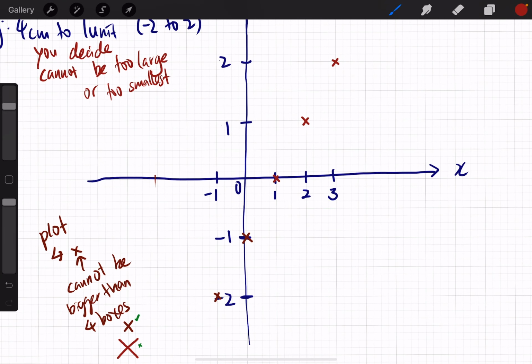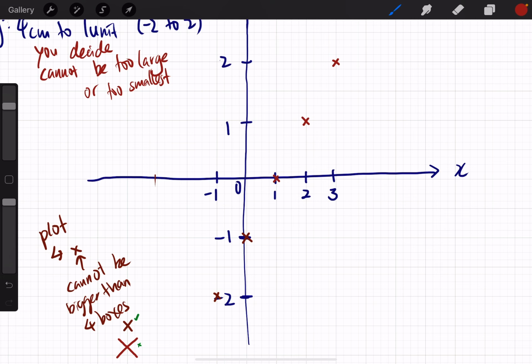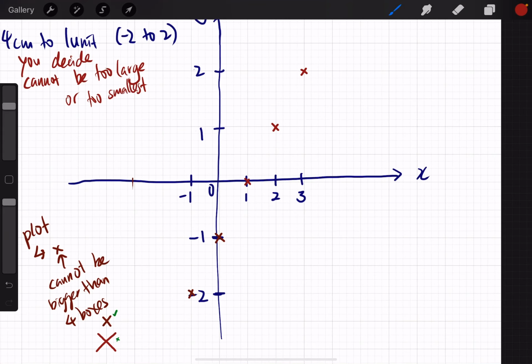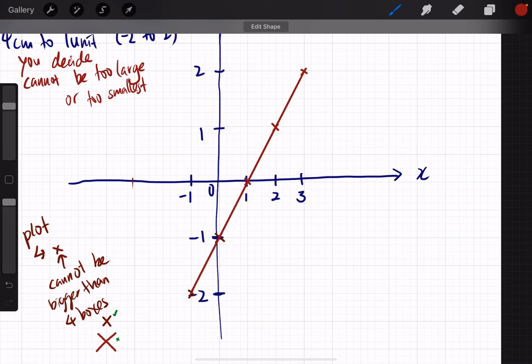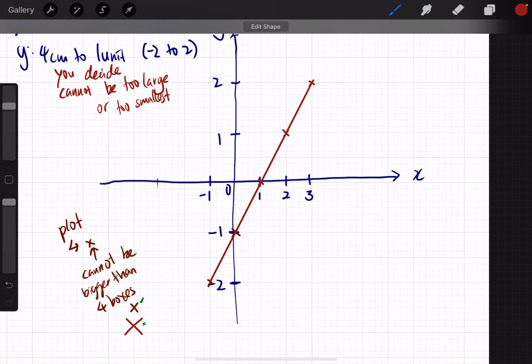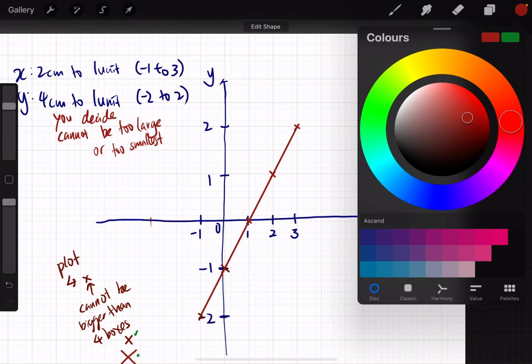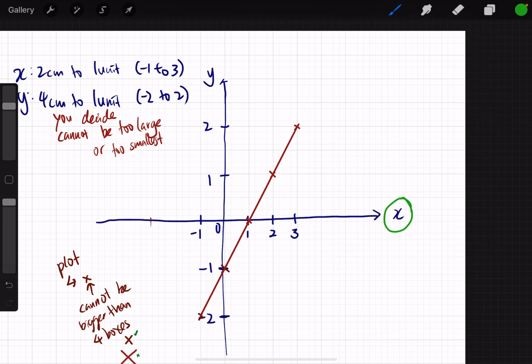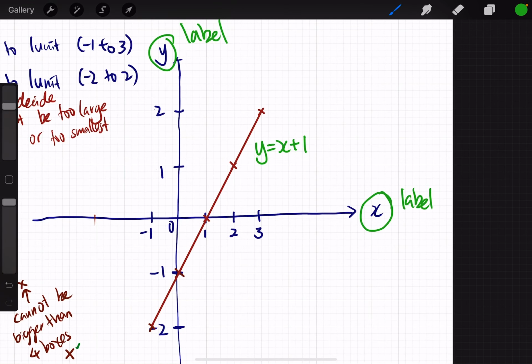This is called plotting. Next step is for me to join them with a line. You will use a ruler to join all these points together. I've joined them already. This is my line. I need to see that you've got a graph that looks like this. Once you're done, make sure that you label both the x-axis and the y-axis, and you must label the line also. My line is y equals x plus 1. Once you are done with this, you are done with drawing a graph.